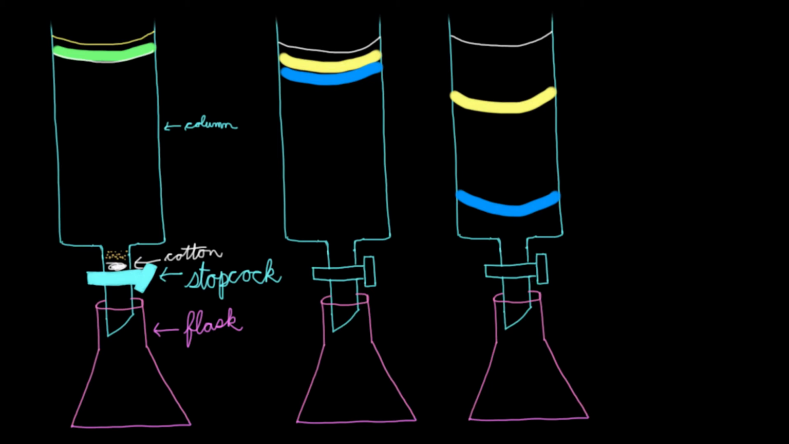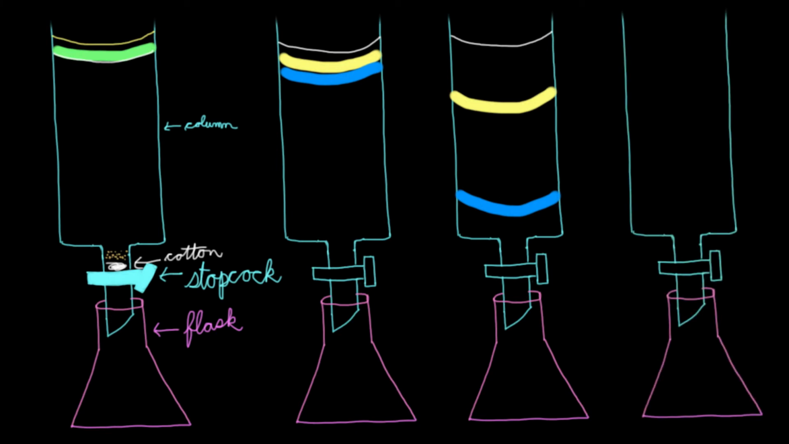So when you see that the blue band is getting really close to the bottom, you'll want to quickly switch out your old flask for a new one so that what you've collected in the new flask is just this layer of the blue compound, while in your column, you still have the yellow layer. Note that each flask you collect is considered a fraction. And that's how you'd conduct column chromatography.